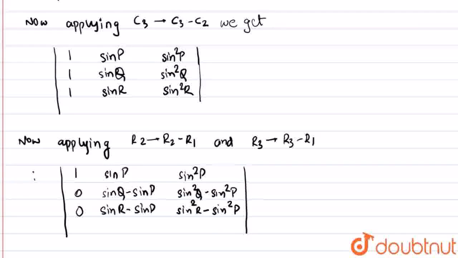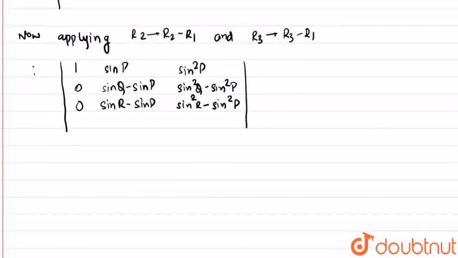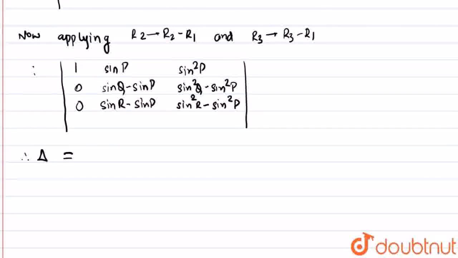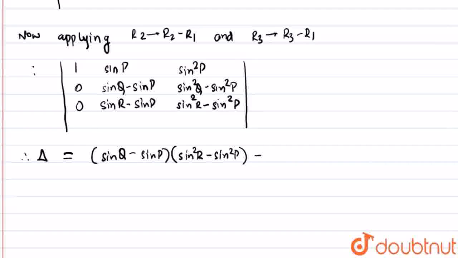So now we need to calculate the value of the determinant in order to obtain our answer. So the value of the determinant is equal to sin Q minus sin P into sin square R minus sin square P, minus the second term, sin R minus sin P into sin square Q minus sin square P.